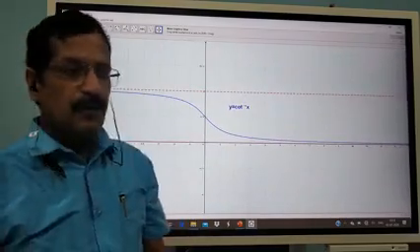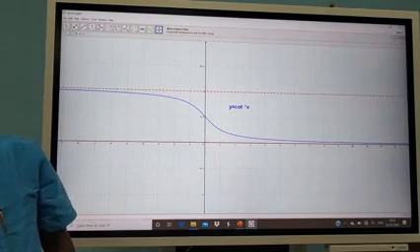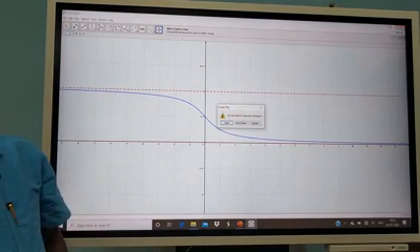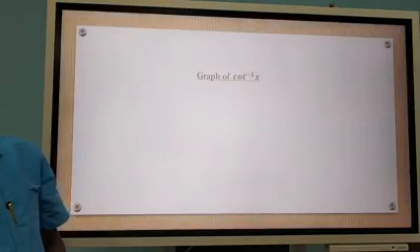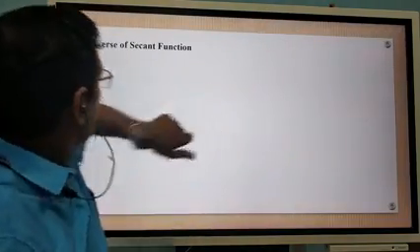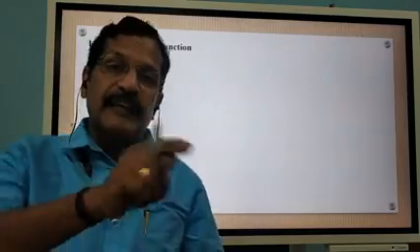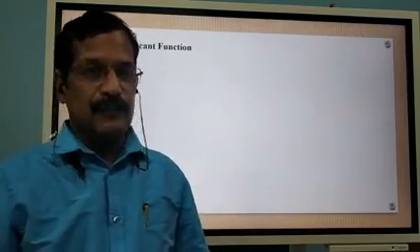So, this is the graph of cot inverse. Now, that's all. Now, we may go to the inverse of the secant function. Inverse of secant function.